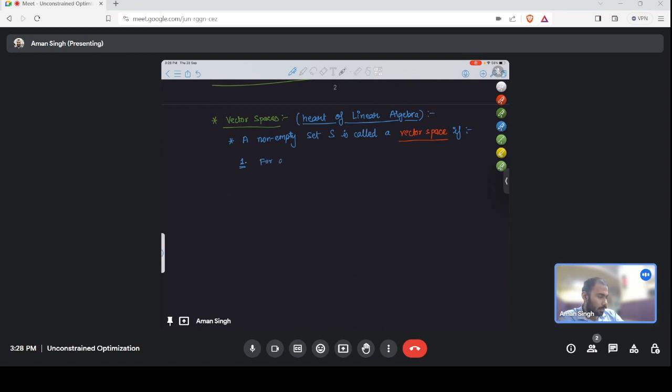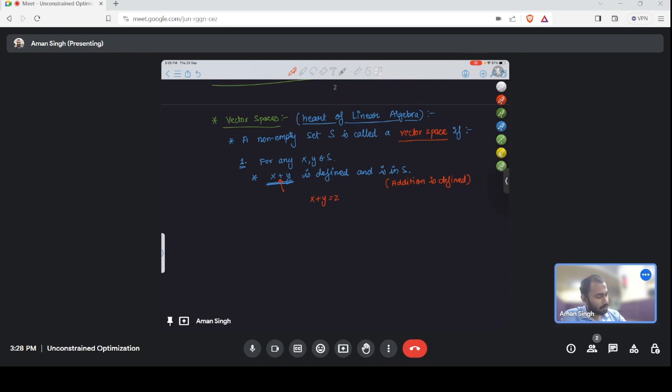for any x, y belonging to S, x plus y, that is, addition is defined and is in S. What does this mean? Addition is defined, so in that set some binary operation plus or addition is defined, and the outcome of this, let's say x plus y is equal to z.